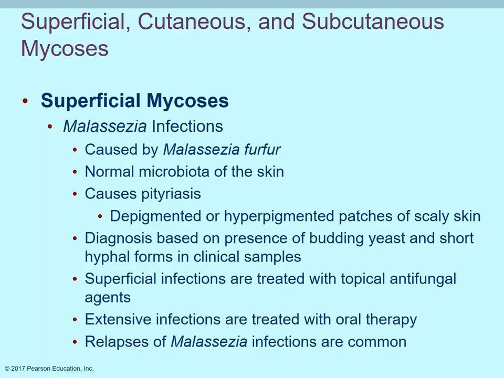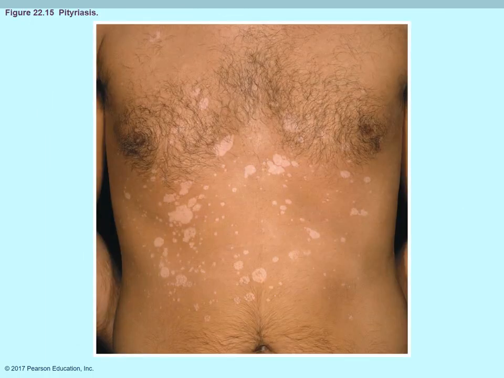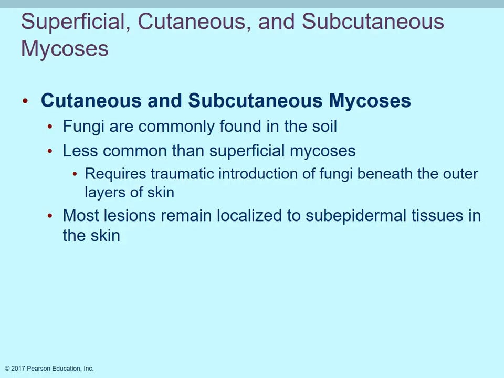Some types of fungal infections can cause depigmentation or patches of scaly skin. This is what it looks like, where the pigmentation is lost in the skin. So you have those lighter patches. This also can be treated with medication.